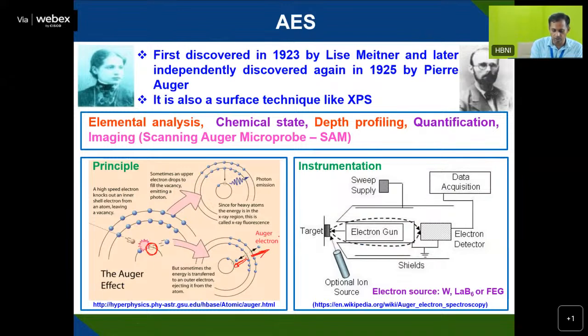So that is called Auger electron. Here it's a 3-electron process, so it's 1 electron, 2 electron, and 3 electron. 1, 2, 3 electrons are involved in this case. And you have the elemental instrumentation.